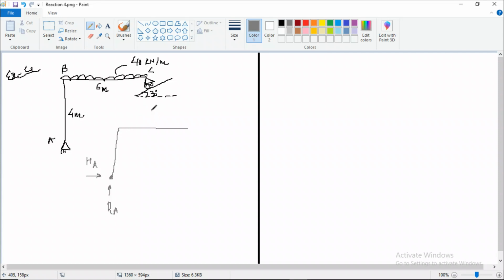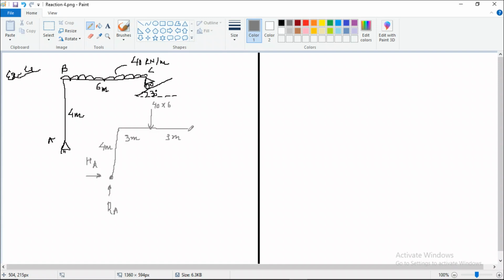Then we need to convert this 40 kN per meter UDL into point load. So if I want to convert that into point load, that will be how much? Intensity 40 multiplied by distance 6, and it will be acting at the center of 6 meter. So this will become 3 meter, this will become 3 meter, this vertical height is same, 4 meter.